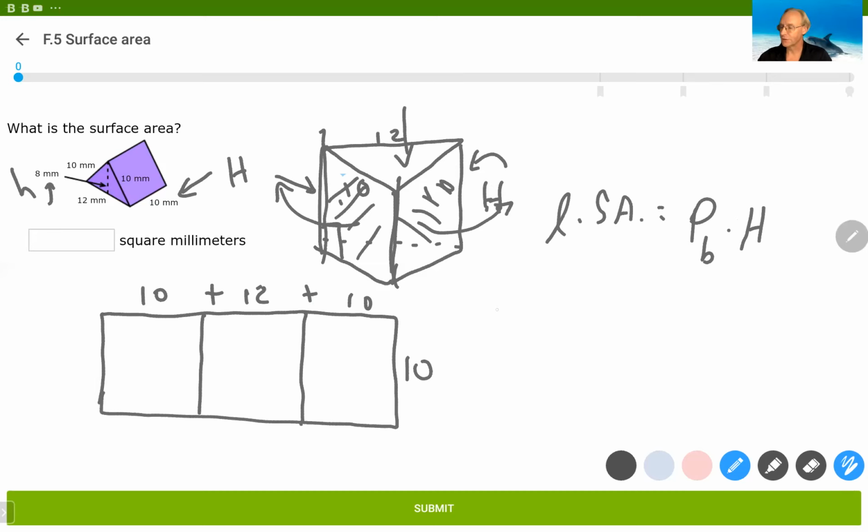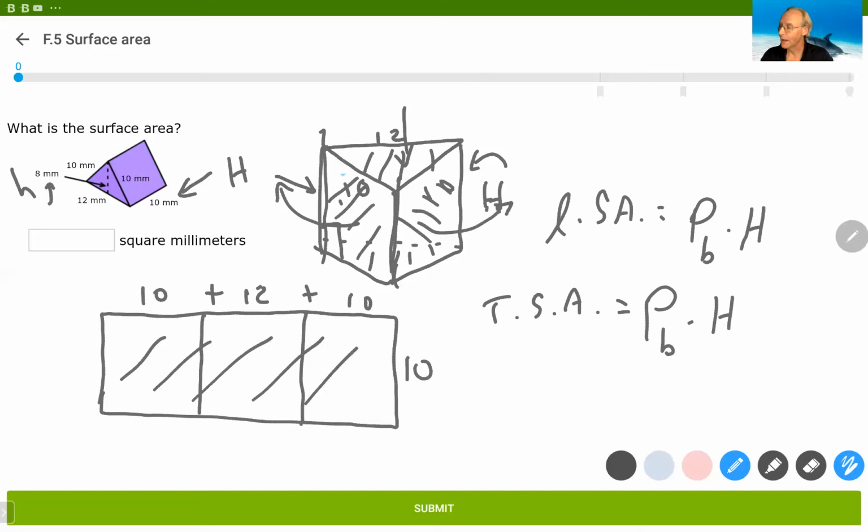Now, in order to get the total surface area, which is what they're asking for, I need to add the top and the bottom. And the top and the bottom happen to be these triangles that you can see here and here. Those are the triangle bases. And so the total surface area is the perimeter of the base times the height, which is this lateral surface area that you see right here. And then I have to add the top and the bottom. So that's 2 times the area of the base. And that gives us our total surface area.